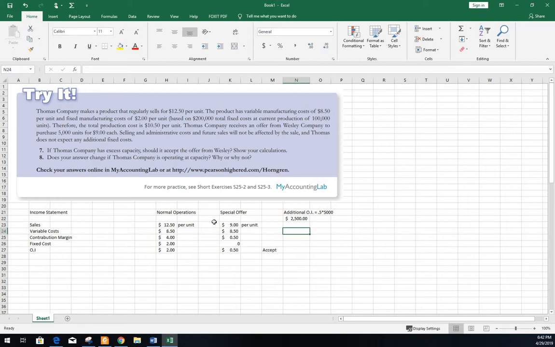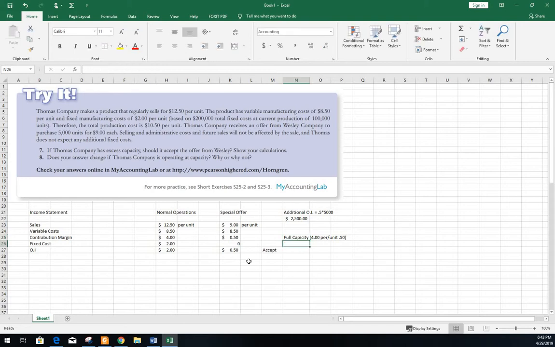So just intuitively you would say, no, don't accept. But how can we calculate and find out for sure? So the way you would do that is you would compare the contribution margin that you would get under normal operating circumstances versus the contribution margin you would get under the special offer. So if we were operating at full capacity, we would get $4 per unit, but if we were doing the special offer, we would get 50 cents per unit.